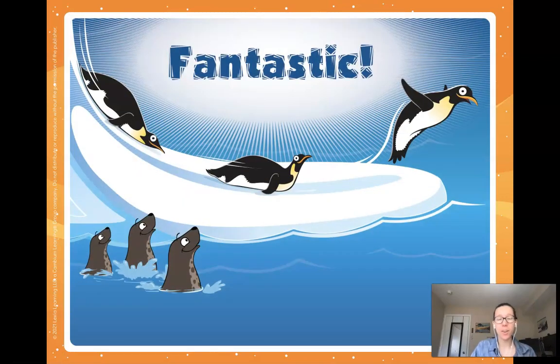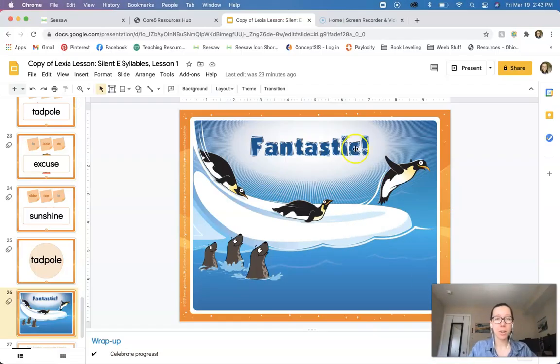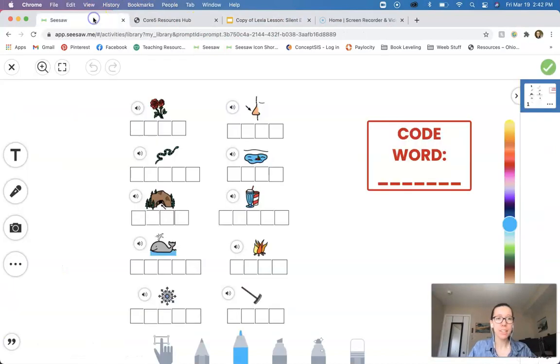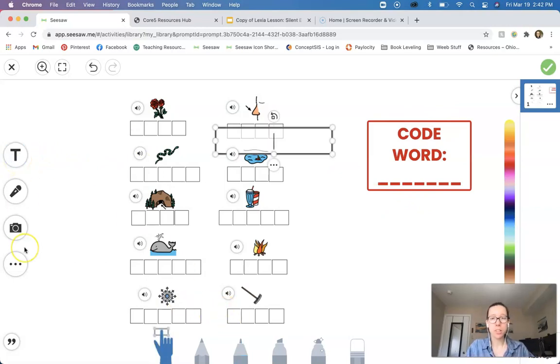Fantastic work, friends. You made it all the way to the end. So now let's hop on over to Seesaw and see what we're working on today. So here in our Seesaw activity, the first thing we're going to do is write our code word. We're going to put it here in the red code word box. I'm going to use my text tool, but you may also write it with the drawing tool if that is easier. So our code word today is going to be tadpole.